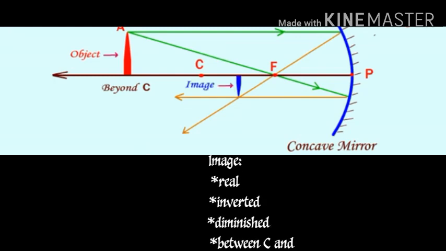And here also the reflected light rays actually intersect, so the image is a real one, and real images are always inverted. Then what about the size? The size of the image is smaller than that of the object, a diminished or smaller image. And where is it formed? It is obtained between F and C. So the image formed is a real, inverted, diminished image between C and F when the object is placed beyond the center of curvature.